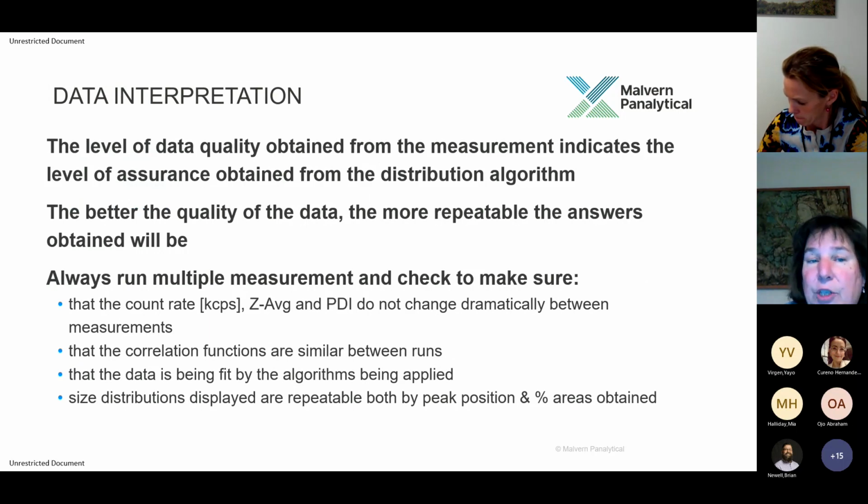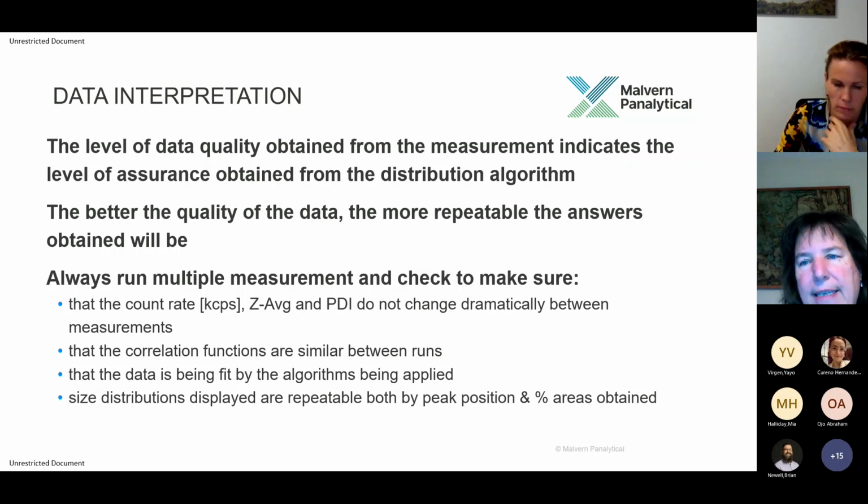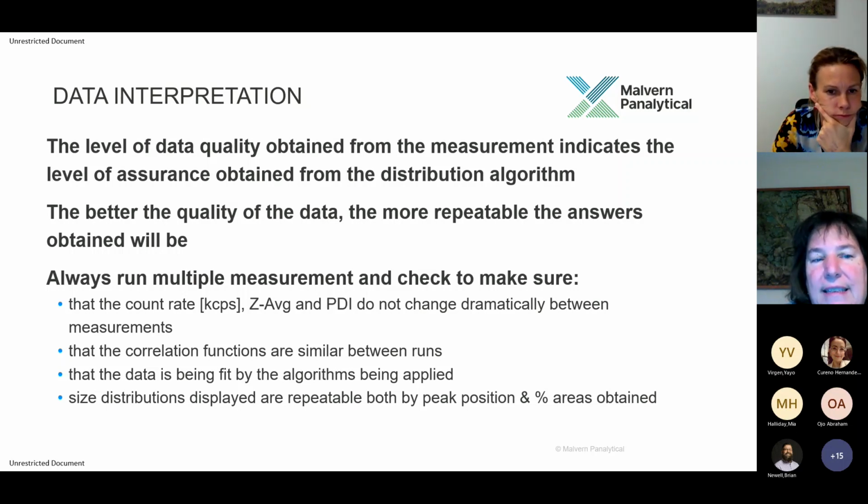When it comes to data interpretation, you should always measure 3 to 5 measurements. Don't just make one measurement, make multiple measurements. The level of the quality of data obtained indicates the level of assurance obtained from the distribution algorithm. The better the quality of your data, the more repeatable the results will be.